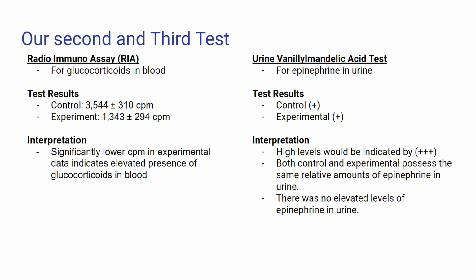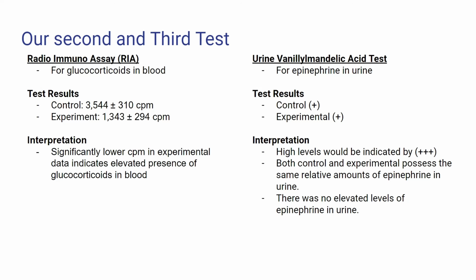For our second and third tests, we did the radioimmunoassay for glucocorticoids in blood and the urine vanillylmandelic acid test for epinephrine in urine. In our RIA, the experimental group possessed lower counts per minute in comparison to the control group. The low counts per minute in the experimental group would be indicative of elevated levels of glucocorticoids in blood.